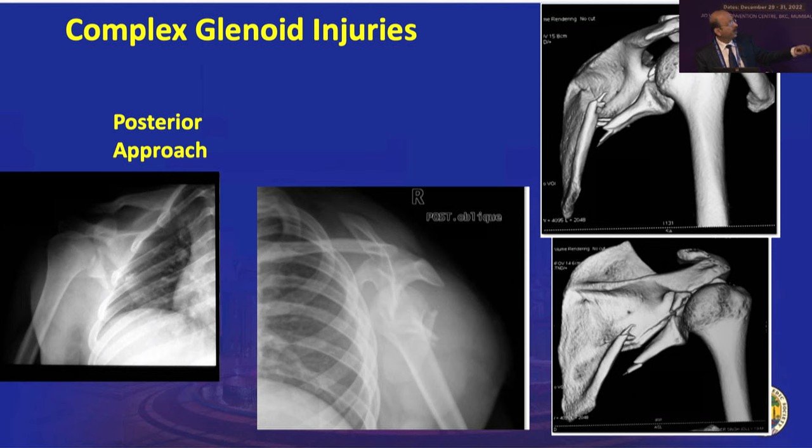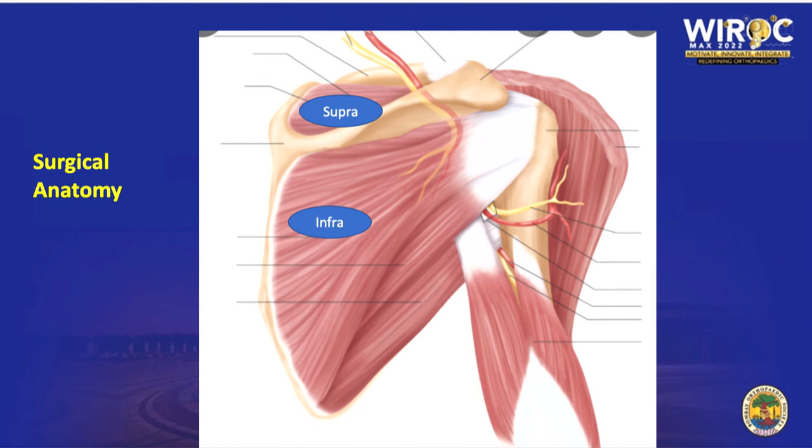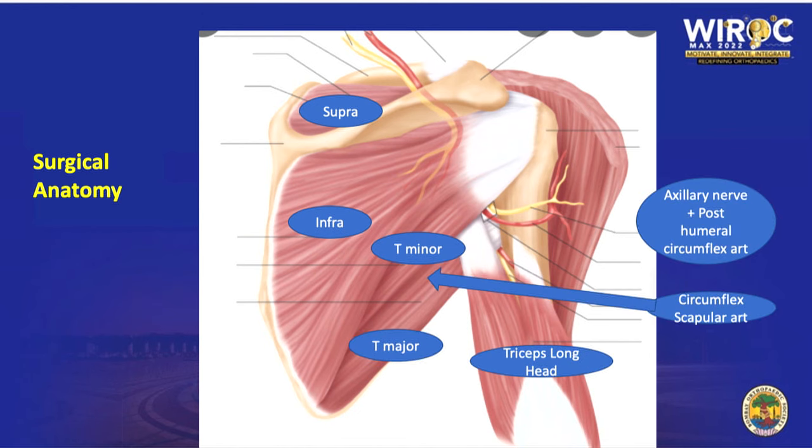X-ray does not show you much. You see the CT scan. The entire glenoid has subluxed down because of the avulsion of the triceps with the bony avulsion of that. And these are the ones which require surgery; if you don't operate, the shoulder is not going to move. Even the scapulothoracic movement is not going to happen. So we'll need to look and understand the anatomy from the posterior side.